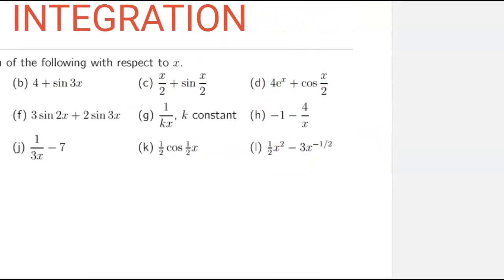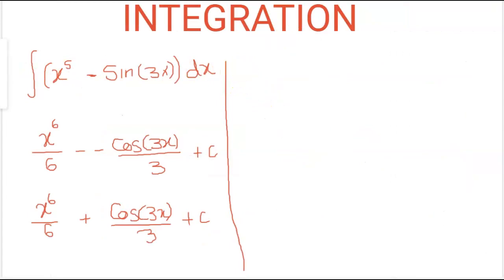Now, what about if it is, let me do another one. What about if this is like that? They want us to integrate this: x cubed plus 7 minus 1 over x squared.